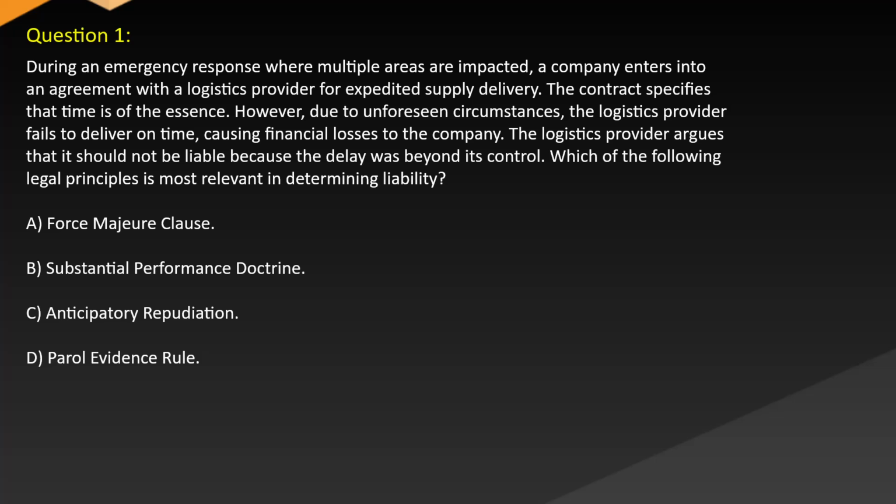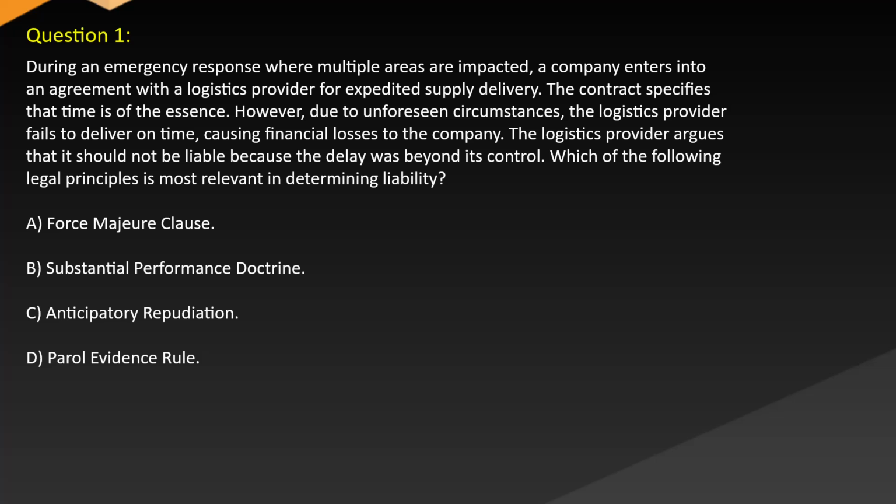Question 1. During an emergency response where multiple areas are impacted, a company enters into an agreement with a logistics provider for expedited supply delivery. The contract specifies that time is of the essence. However, due to unforeseen circumstances, the logistics provider fails to deliver on time, causing financial losses to the company.